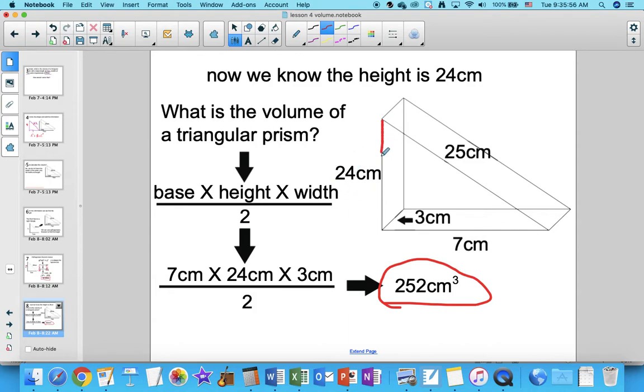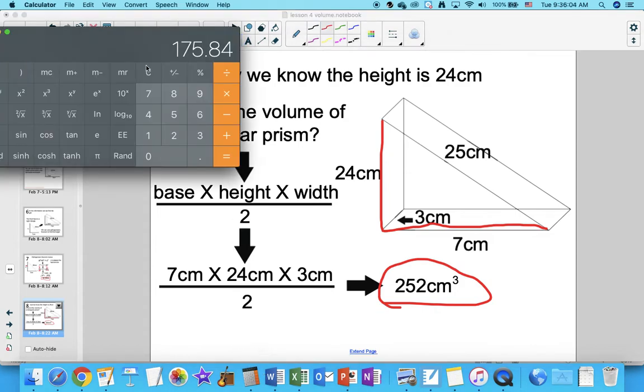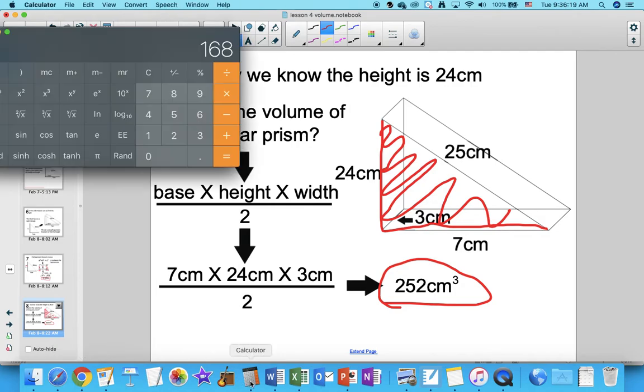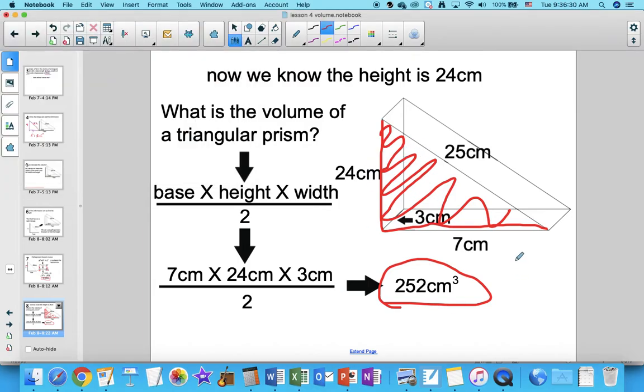So I find the area of this triangle, like so, right? I find the area of this triangle, base times height, right? 7 times 24. So I go 7 times 24, 168. So I know that the area, let me double check, because I don't think I divided by 2. So 7 times 24, yeah, 168, and then you divide by 2, which will give you an area of 84. So we know that the triangle's area is 84 centimeters squared.